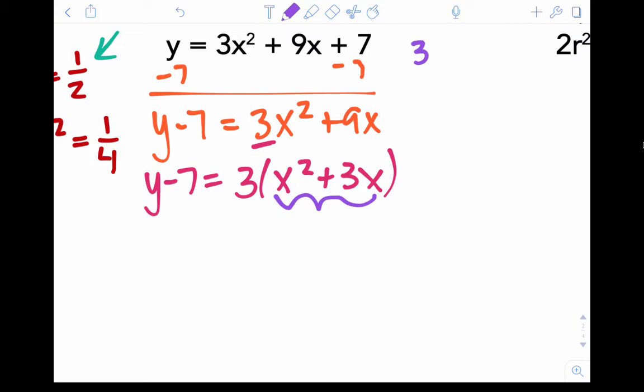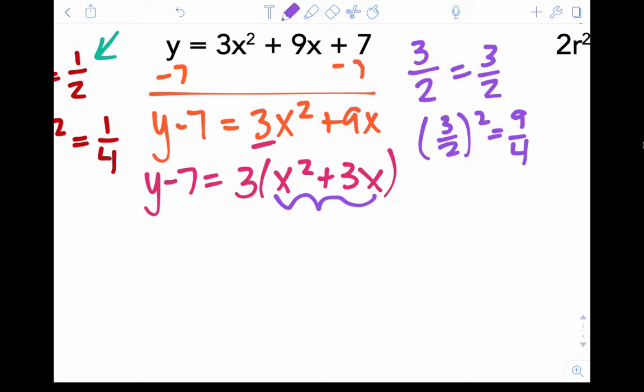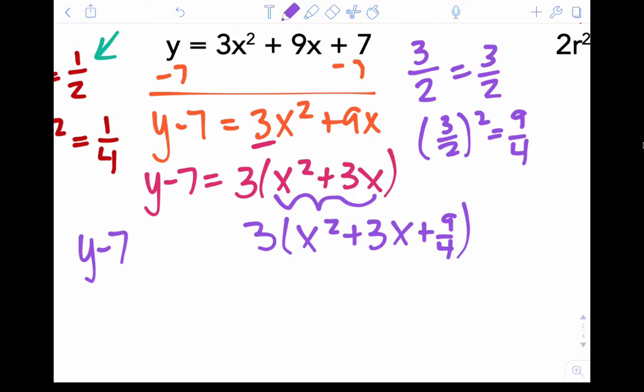So I'm going to take the b value, which is 3, divided by 2, which is just 3/2. And then I'm going to square it to get 9/4. So I'm going to add 9/4 to the left side inside the parentheses. And on the right side, don't forget about multiplying it by 3. So I'm going to add 3 times 9/4.